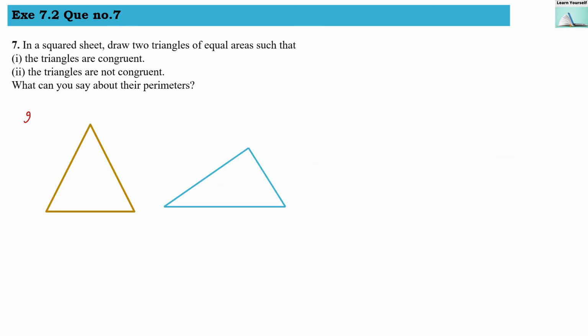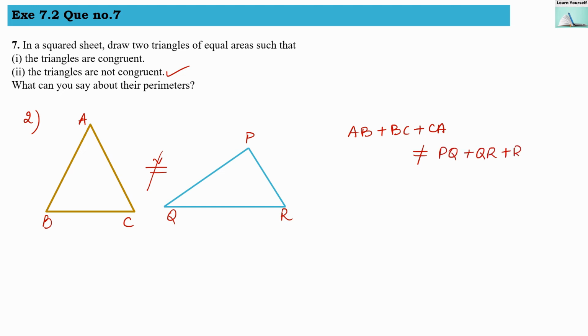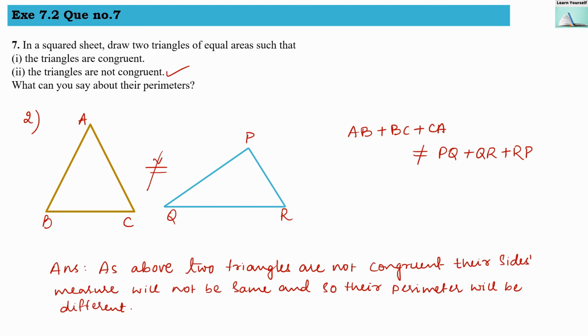Now we are checking the second possibility, that the triangles are not congruent. So let us give the names to the triangles, triangle ABC and here we are taking PQR. They are not congruent with each other, so their side measures are not equal. So AB plus BC plus CA won't be equal to PQ plus QR plus RP, because their side measures will not be equal as they are not congruent. So their perimeters will not be equal, and so their perimeters will be different.